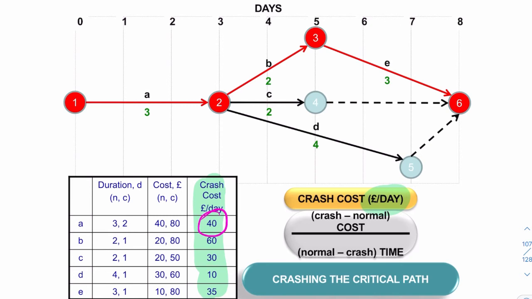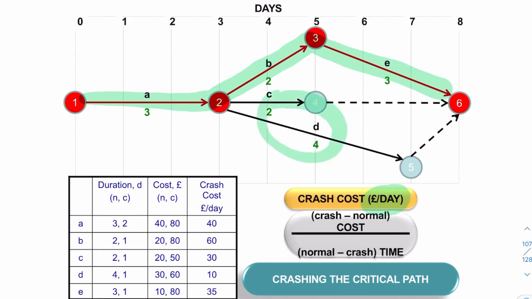And our critical path is ABE. That's our critical path, ABE. So there's no point looking at crashing C and D. All we're interested in is A, B, and E. So that's A, that's B, and that's E.